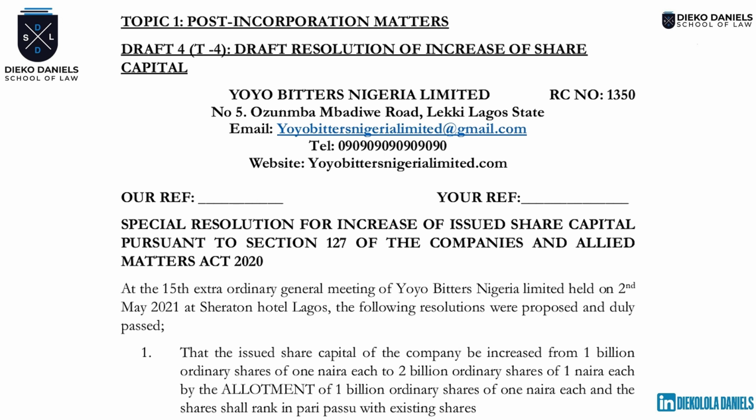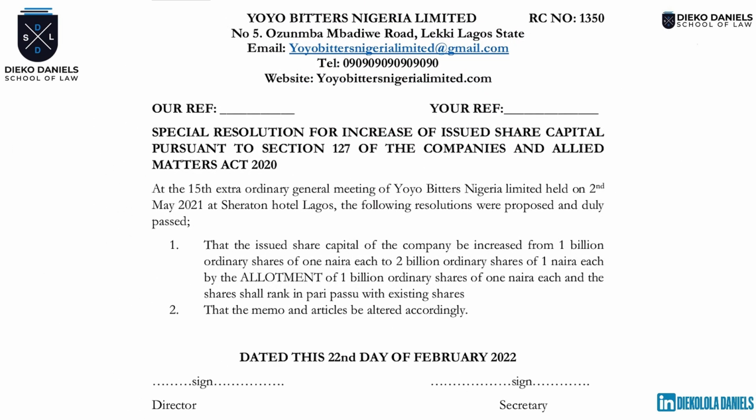That's all. Now, also, along with that letterhead is our ref on one side, your ref on the other side. That one again should be something that you should know. So the subject is special resolution for increase of issued share capital pursuant to section 127 of the Companies and Allied Matters Act 2020. So there are 3 things that should be in your subject. If you put these 3 things in your subject, you are going to get your full marks all the time. Number 1, what type of resolution is it?